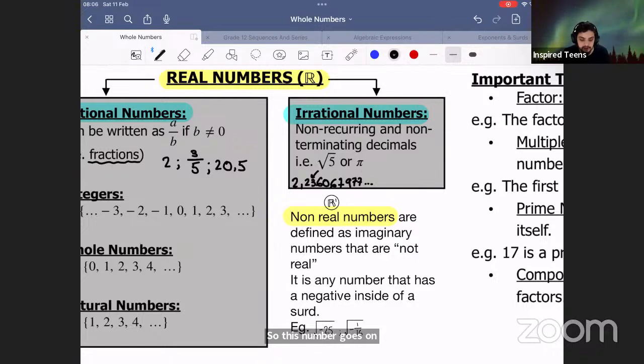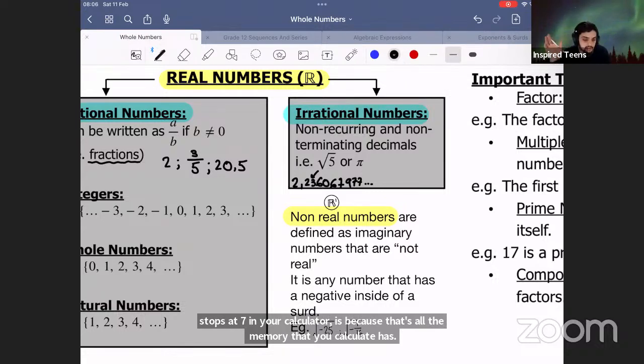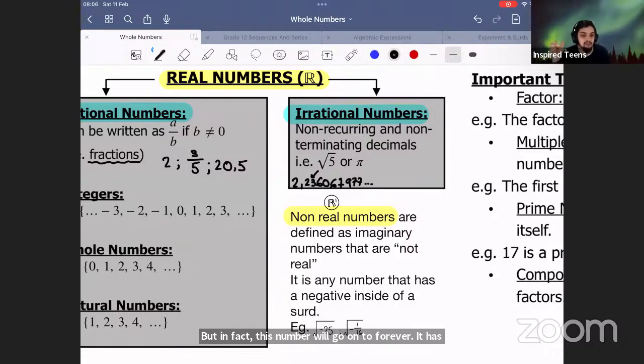The reason it stops at 7 in your calculator is because that's all the memory that your calculator has. But in fact, this number will go on till forever. It has an infinite amount of digits. So we actually don't know the end of this number.